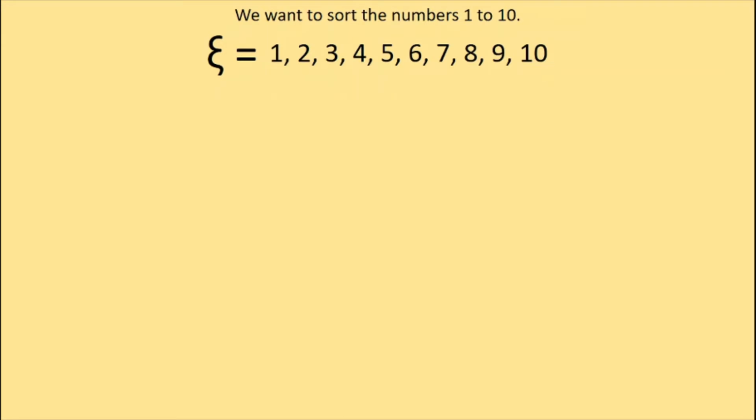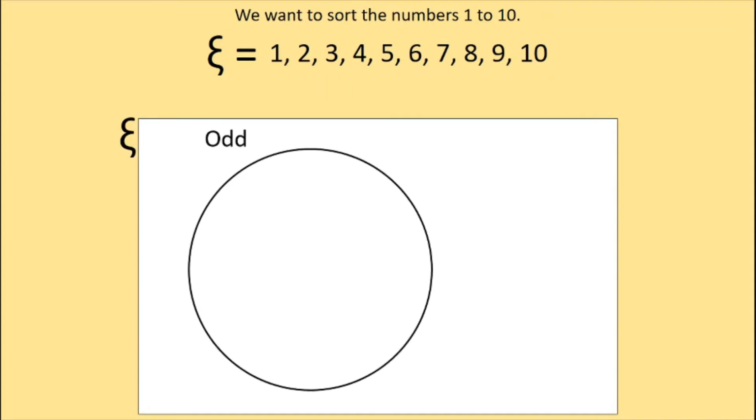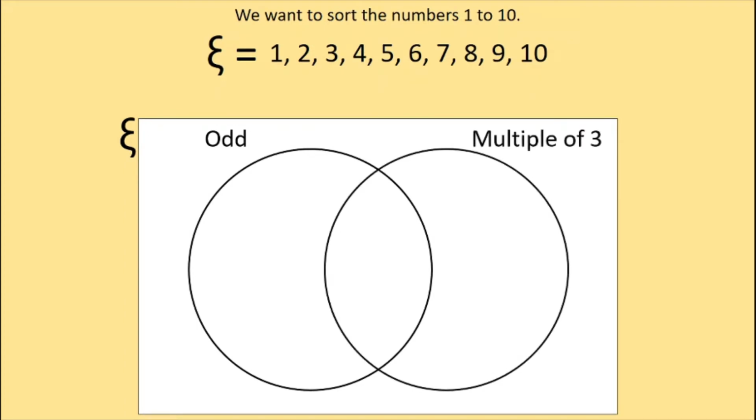So, we are obviously not going to be sorting animals, we're typically going to be focused on numbers or other data. Okay, so we're going to start with sorting the numbers 1 to 10. So that symbol there is Xi, it's a Greek letter. And what that says is, basically my group is 1, 2, 3, 4, 5, 6, 7, 8, 9, 10. So that's my field there, where I'm going to put all of my numbers. I'm going to put odd numbers in my left circle, and multiples of 3 in the right circle.